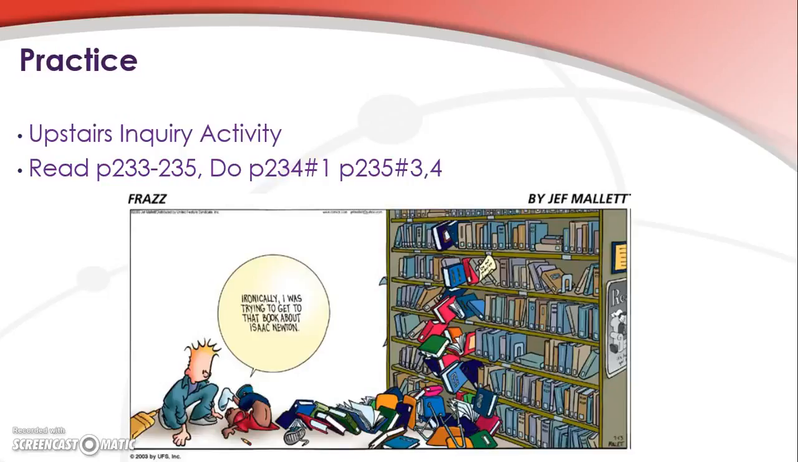So please, if you're following along at home, find yourself a set of stairs, print out the inquiry activity, and go ahead and do those calculations. And once you're finished that, please read through the textbook, page 233 to 235, and do the problems shown on the screen.